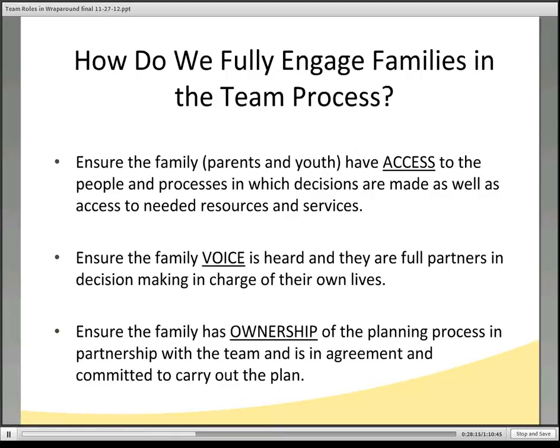You know yourself that you are probably much more bought into a project when you've had a say about developing, implementing and planning it than you would be if someone else handed you a piece of paper and said, here's what you need to do, or here's what we're going to do. This really allows the family to own the process and to be fully engaged partners.